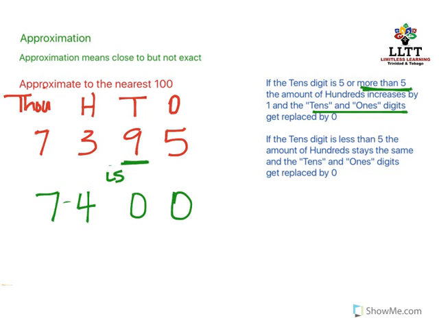Okay, so far we have learned how to approximate to the nearest 10 and how to approximate to the nearest 100. So when we're approximating to the nearest 10, we're looking at the ones digit. When we're approximating to the nearest 100, we're looking at the tens digit. So if we had to approximate to the nearest 1,000, which digit do you think we'll be looking at? Hundreds, yes, we'll be looking at the hundreds digit. So now I'm going to show you how to approximate to the nearest 1,000.